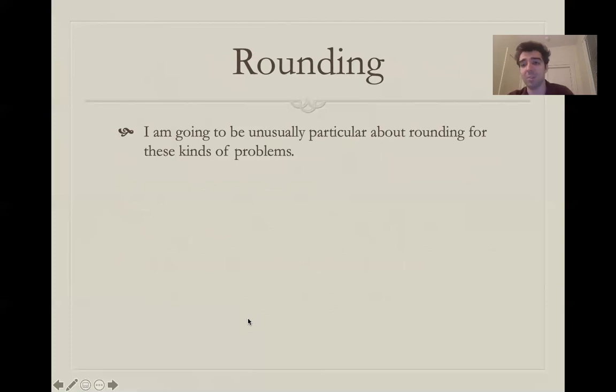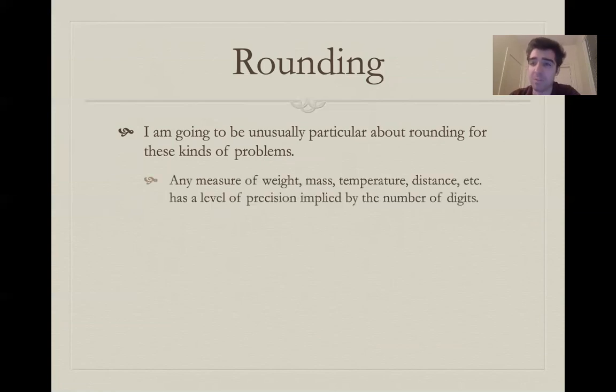Normally in this class, I'm not very picky about rounding. I wouldn't generally take off points for rounding unless it was just absolutely egregious. But here, we're going to need to be a little bit more careful. Remember that all of these measurements in scientific notation are, imagine some measurement in physics or biology or chemistry. It has some measure of precision associated with it. If you're measuring weight or mass or temperature or distance, you can measure out to a certain number of decimal places in terms of precision.